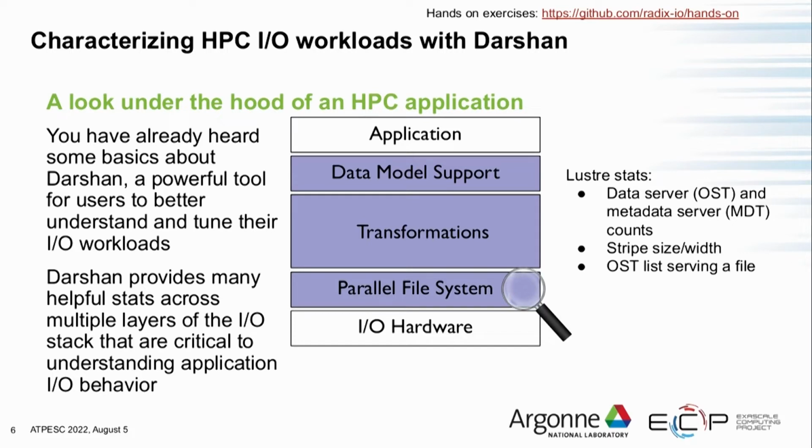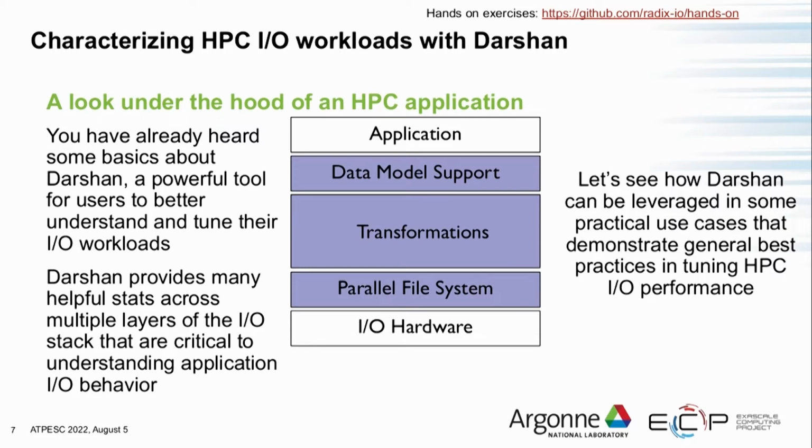Also, we have a Lustre module that gathers details on Lustre parameters. This includes the total number of data servers and metadata servers on a given Lustre volume. Also details on stripe size and stripe width, which we've seen today as a key parameter that you should keep in mind. And we also have the complete OST list that's serving a file in case that's useful.